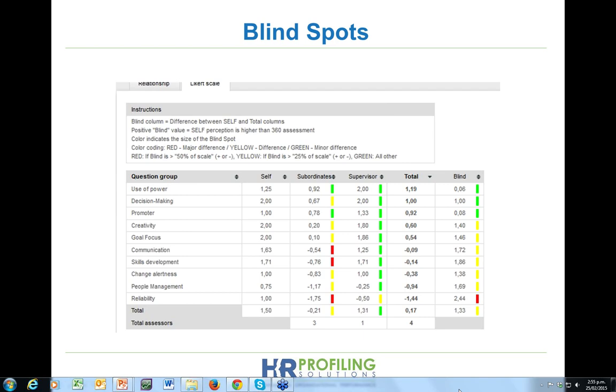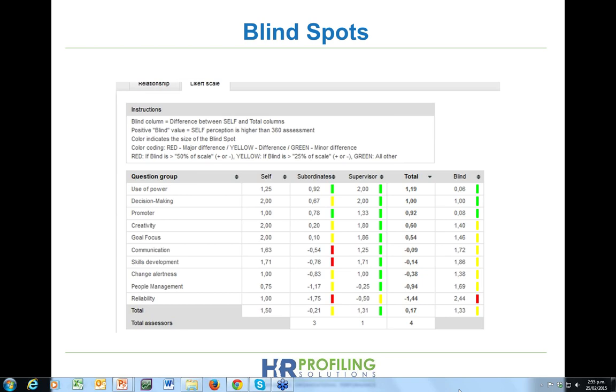So it's using the total of the subordinates and supervisors to show you a blind spot, and there's some yellow in the example on the screen. And the red blind spot means that there's quite a large difference between the self-assessment and the total of the other assessors. You can see under reliability, he's assessed himself as 1. The total of the subordinate and supervisor together is minus 1.44, which means his blind spot is 2.44, which is quite a large blind spot.